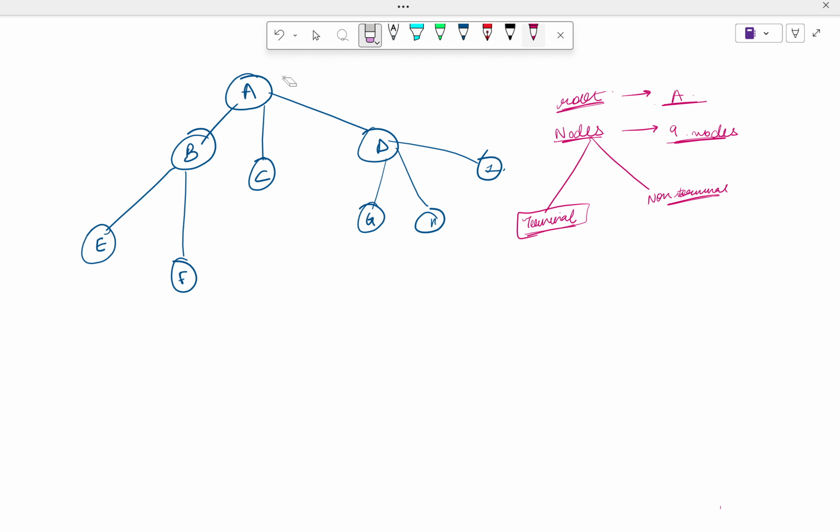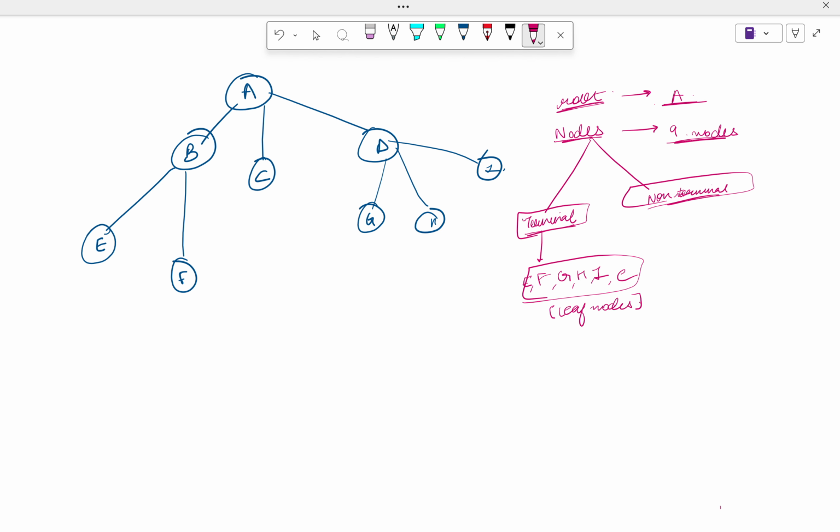And the terminal nodes are also called one more thing in common language. They're also known as leaves. So we can say E, F, G, H, I, C. These are all the terminal nodes or also leaf nodes. Just like a tree, it ends at a leaf. These are the terminal nodes, right?